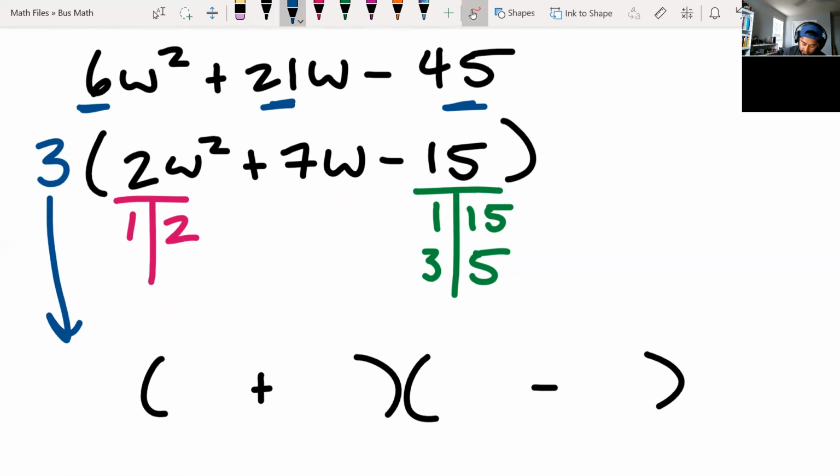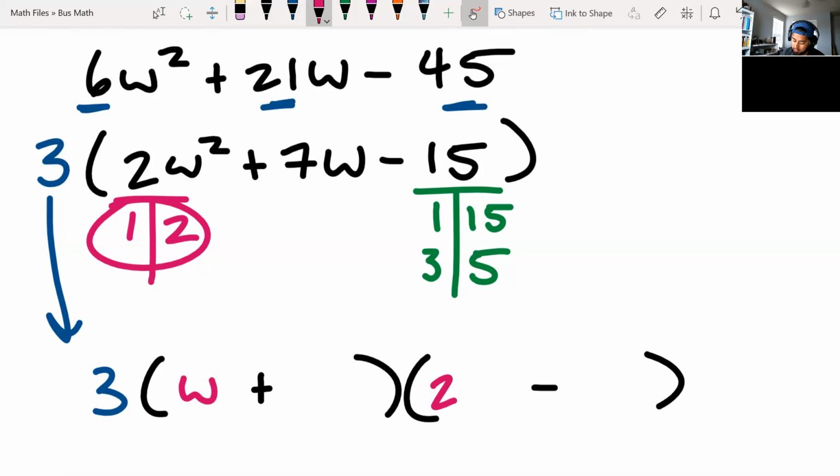3. Okay. Well, this one's nice because there's only 2 factors of 2, 1 and 2. So 1 listing, which means I can put a 1w here and a 2w there. Now, you make the educated guess and test. Do you want to go with 1 and 15, or do you want to go with 3 and 5?